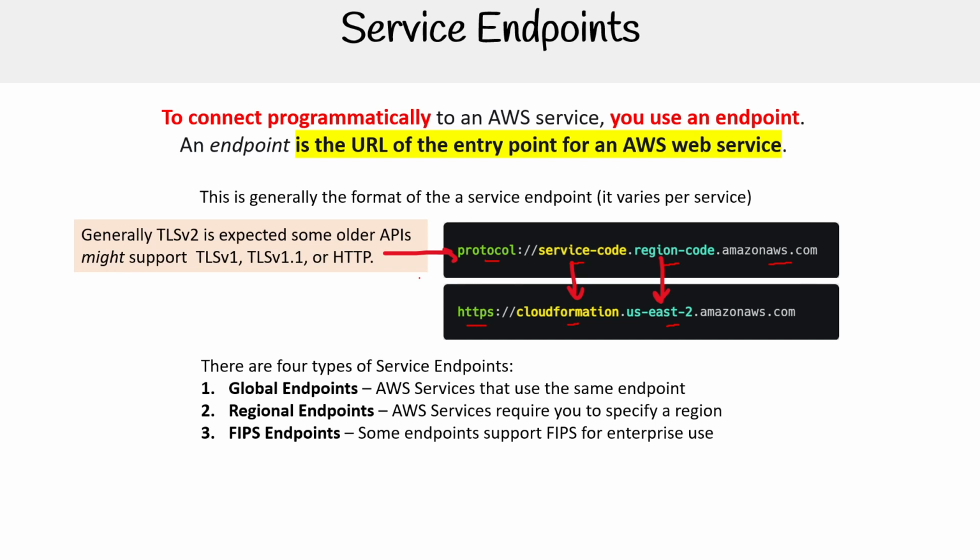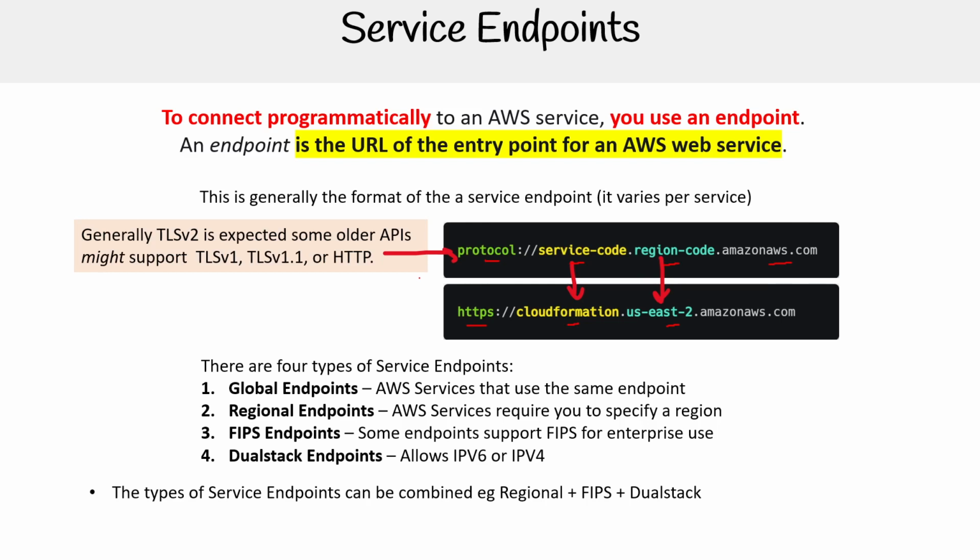You could have FIPS endpoints. Some endpoints support FIPS for enterprise use. FIPS is a method of using cryptographic keys that use envelope encryption. Then you have dual stack endpoints, where they support both IPv6 and IPv4. A lot of services are moving towards dual stack because they want to utilize the IPv6 address range, and that will probably be the future for most IP endpoints.